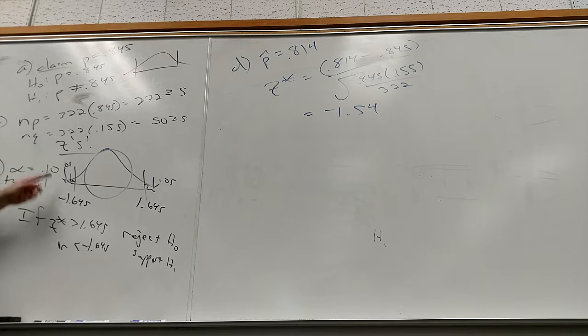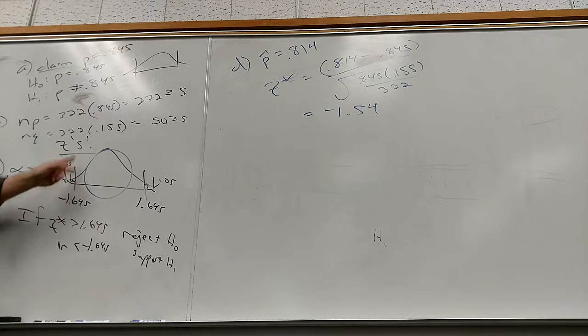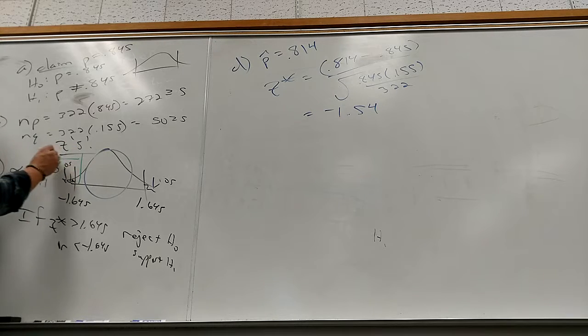In order to be fair, what did I have to do to alpha? I cut it in half. So there's 5% in this tail. I would double it to get back to where it was, right? So the p-value is in that one tail. Here's negative 1.54. So I have to double it for a 2-tail test. And the real reason is, all right, let me see.